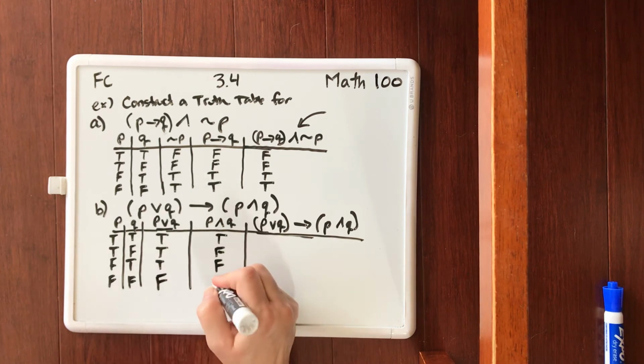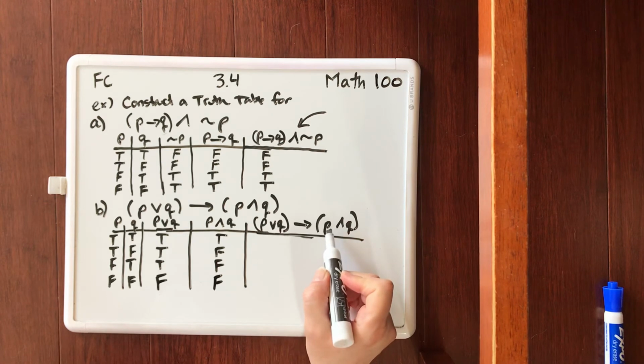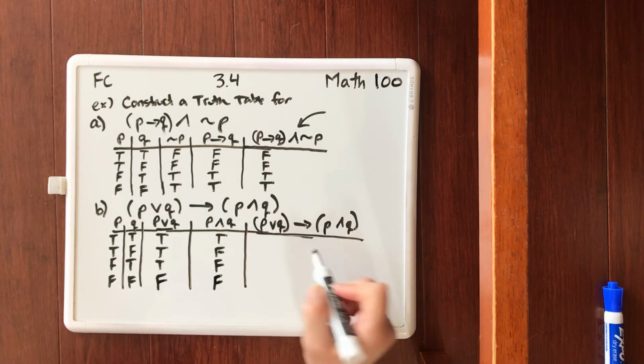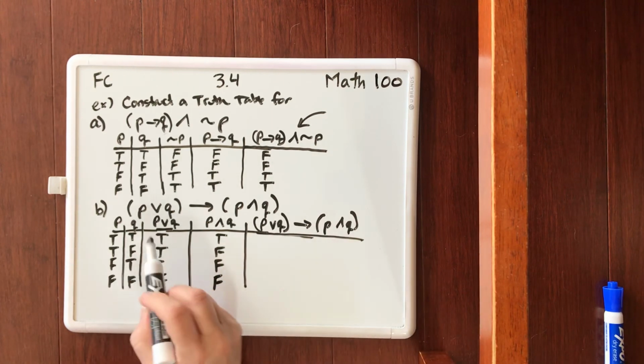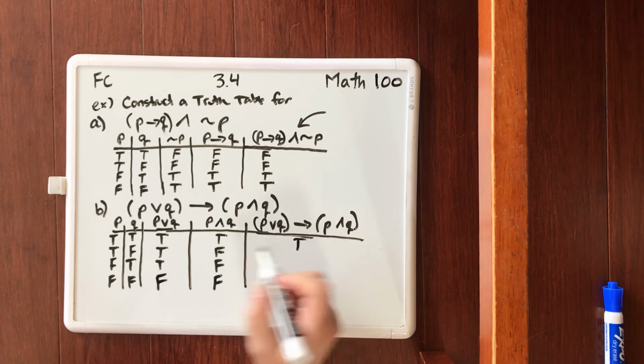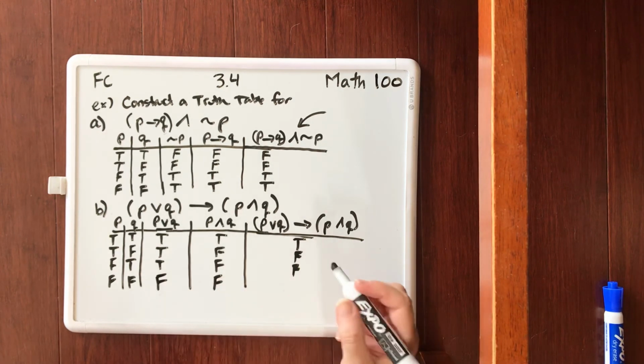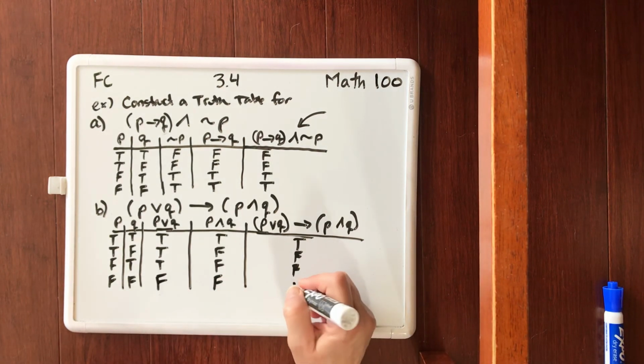Not both true, false. Okay, so now we have if, then. And remember we said whenever the first one was true and the second one was false, it would be false. Right now we have if true, then true, which is true. If true, then false is false. If true, then false is false. And if false, then false is true.